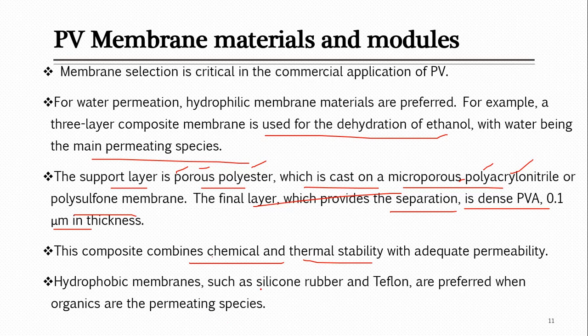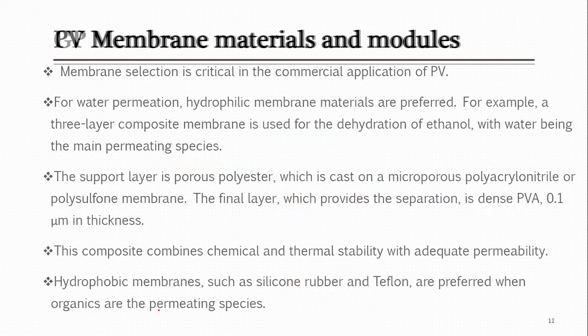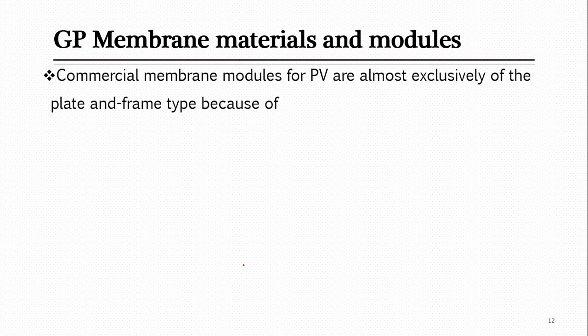Hydrophobic membranes such as silicone rubber and Teflon are preferred for applications when organics are the permeating species. In that case, this silicone rubber or Teflon doesn't attract water, it easily attracts the hydrocarbon or other components. When it is not hydrophilic, it is hydrophobic, it will not attract the water, so water is not the major permeating species. In that case, other components like organics will be the major permeating species.